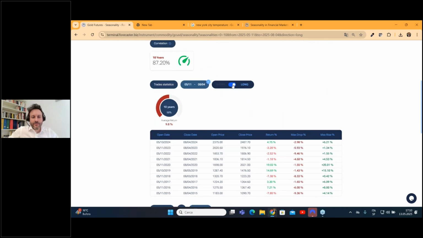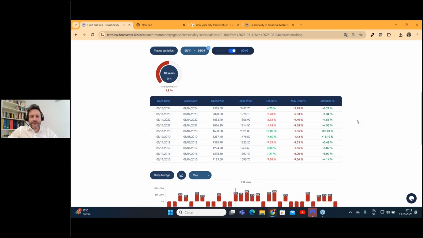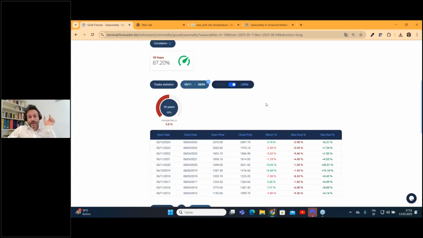In this case, if in the past 10 years we have been long, 50% of the time we had a profit with an average return of 9.8%, okay? And here you have all the different years in the same period, as you can see, with the specific statistic for the single year, okay? And this is very interesting because we can definitely understand if a specific period of time is more bullish or bearish. In this case, for example, we have only 50% odds of having a winning long trade, okay?